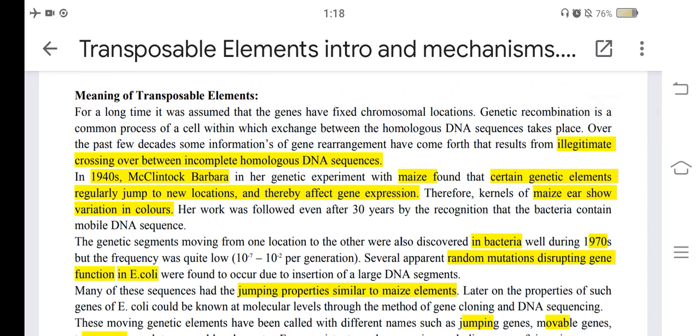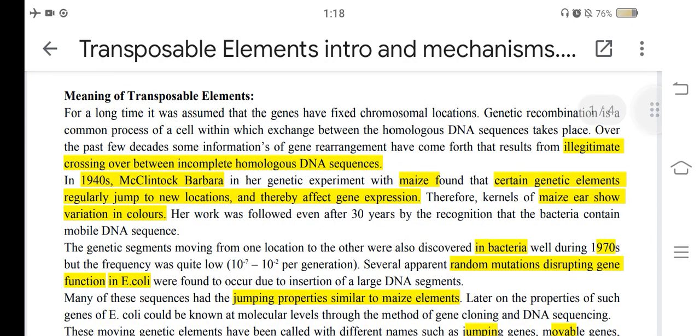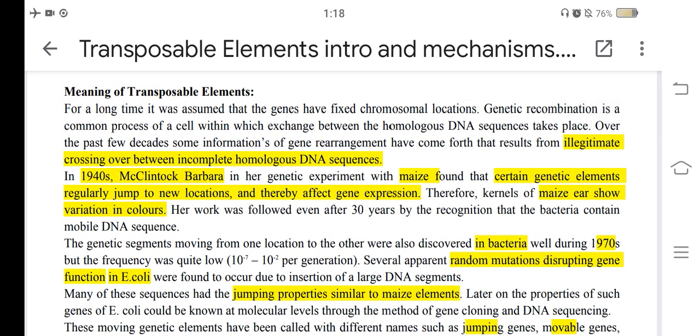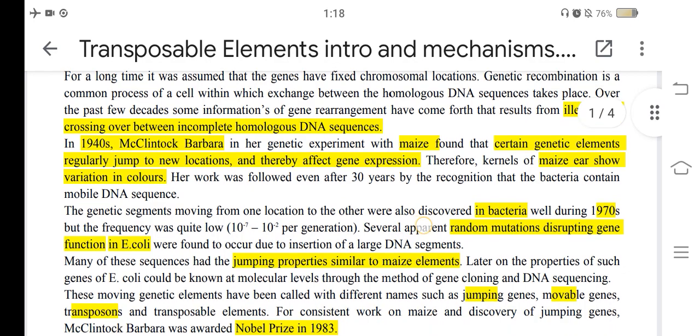So, meaning of transposable elements. For a long time, it was assumed that genes have fixed chromosomal locations. Genetic recombination is a common process in itself, within which exchange between homologous DNA sequences takes place. Over the past few decades, some information on gene arrangement has come forth that results from illegitimate crossing over between incompletely homologous DNA sequences. In 1940, Barbara McClintock, in her genetic experiments with maize, found that certain genetic elements regularly jump to new locations and thereby affect gene expression. Therefore, kernels of maize ears show variations in color.